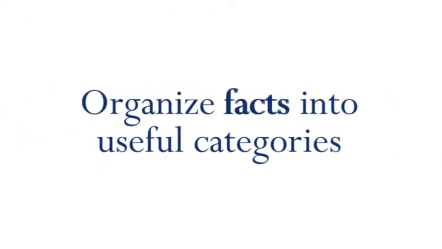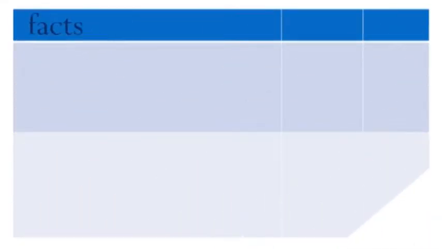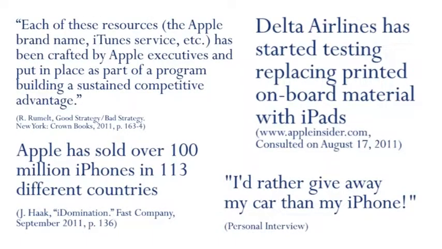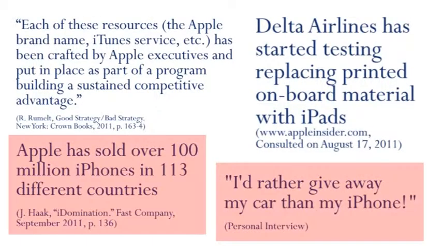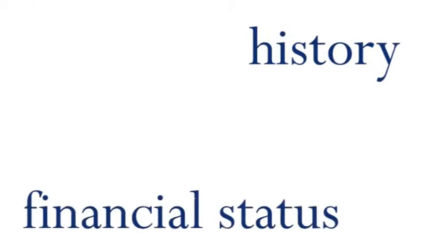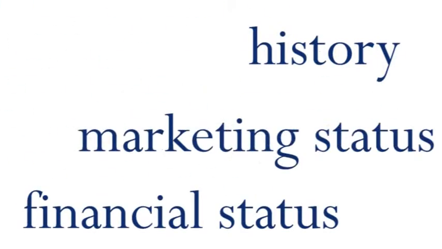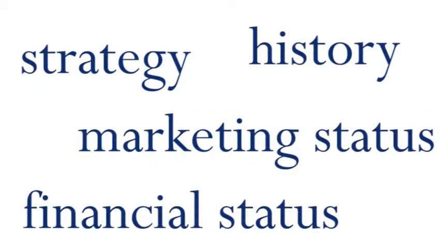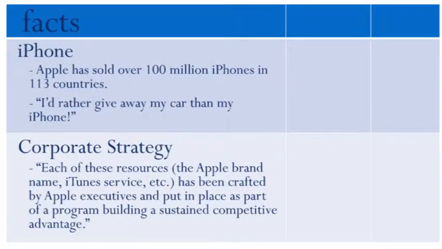The next step is I organize these facts into useful categories, and I list that in column 1 of a 3-column chart. So what you do is you look at the facts that you've collected and you look at commonalities in terms of categories that they represent. For example, are there facts about the history of Apple? Are there facts about the financial status or the marketing status or the strategy about Apple? And what we have in the following slide is a sample of how we've categorized this. Several on iPhones and one on the corporate strategy.